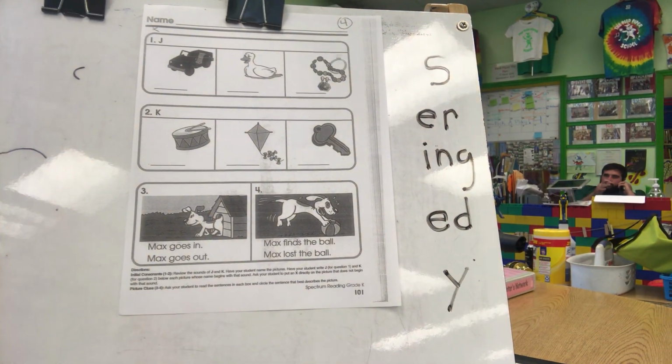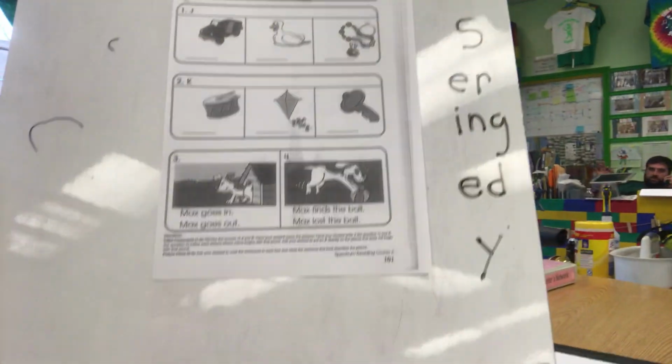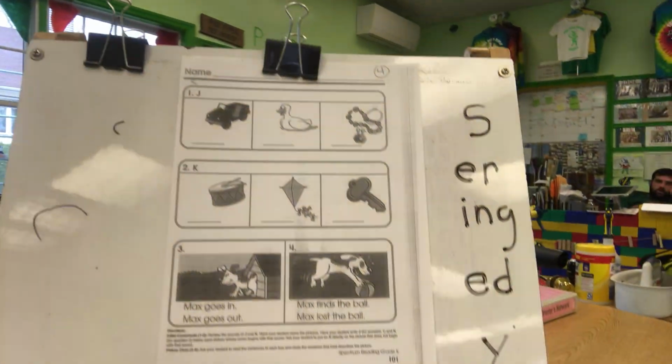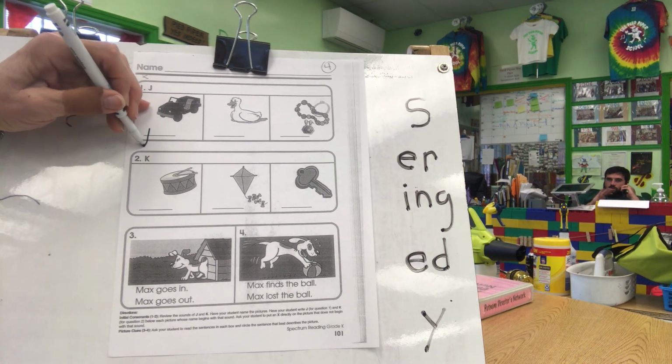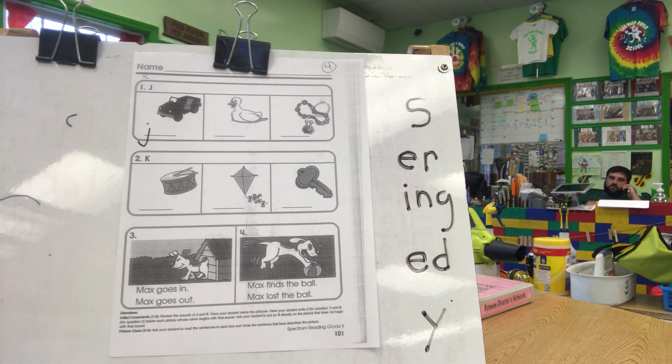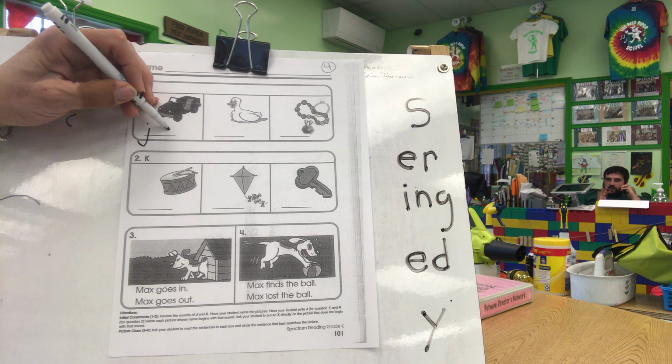Jeep. Can you see that J? Maybe it's too high here. Oh, it needs to be higher. There we go. There's that Jeep. It begins with the letter J. What does it end with? Jeep. I hear a P.